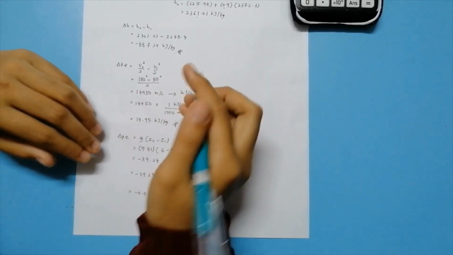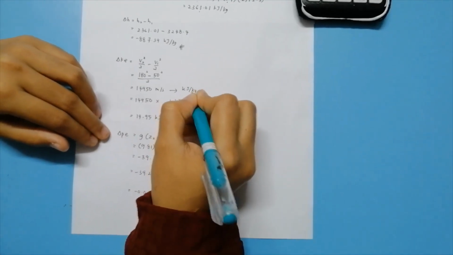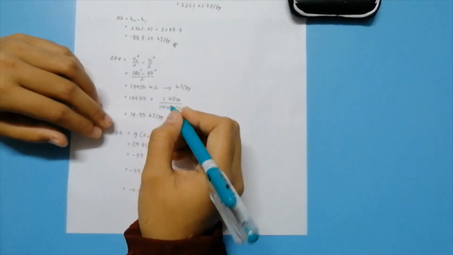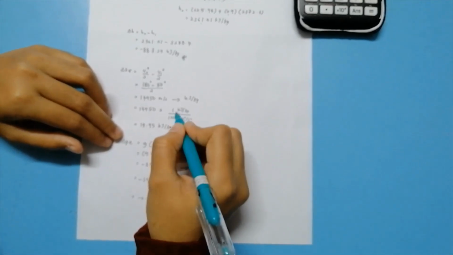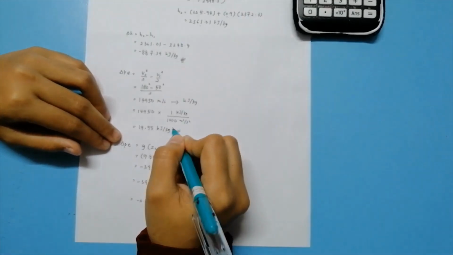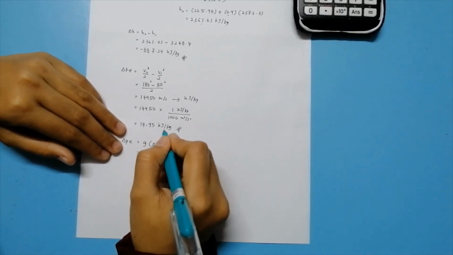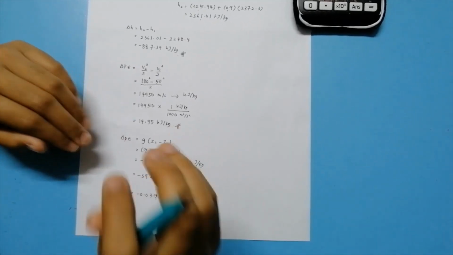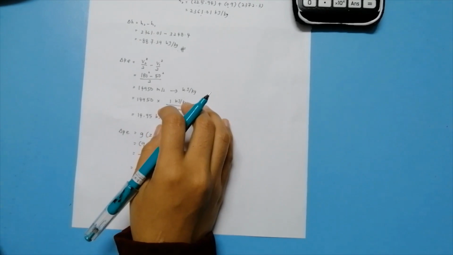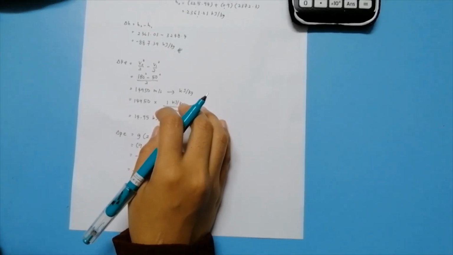This is in this unit, so we have to change it to kJ over kg. That we have to times with 1/1000, so we get the answer 14.95 kilojoule per kilogram. Okay, now we proceed to potential energy.